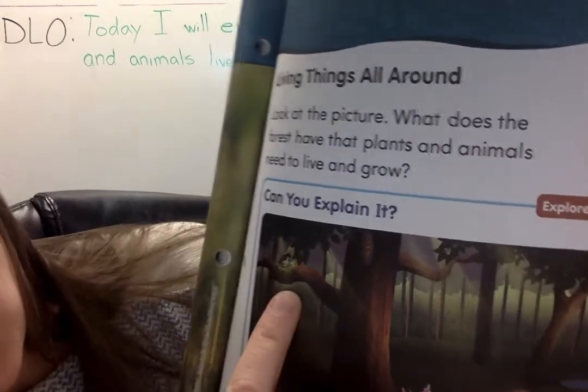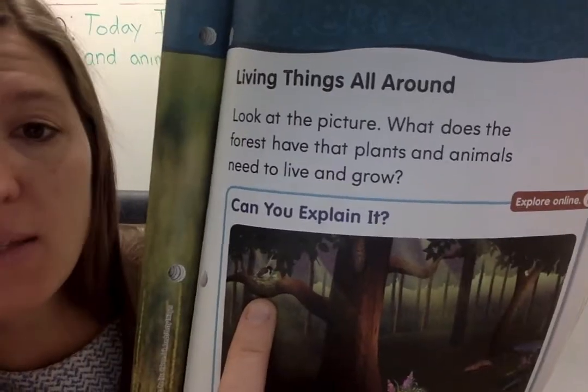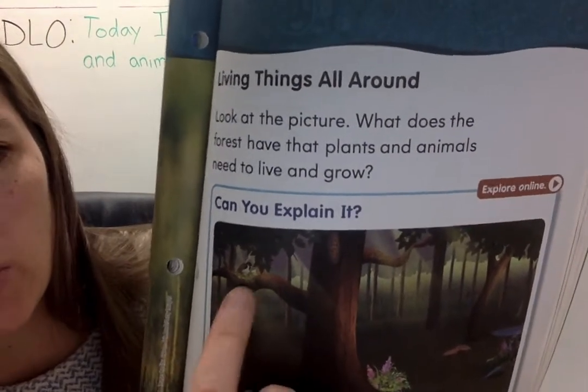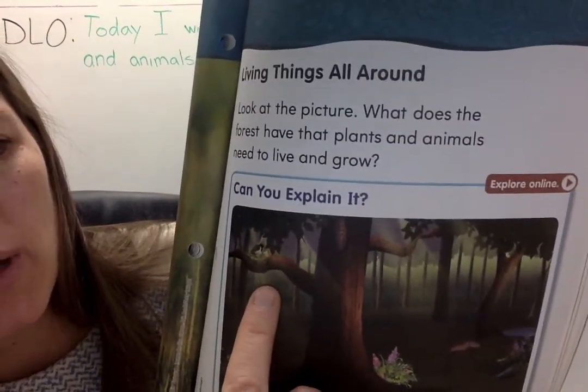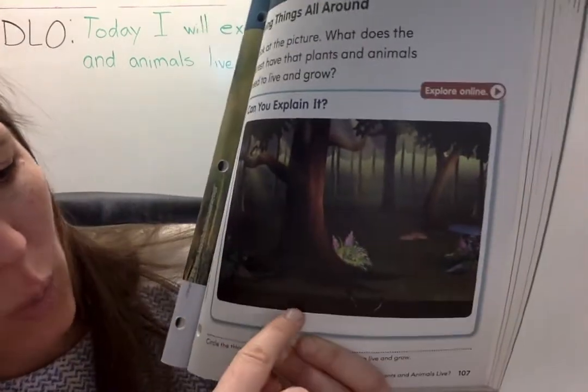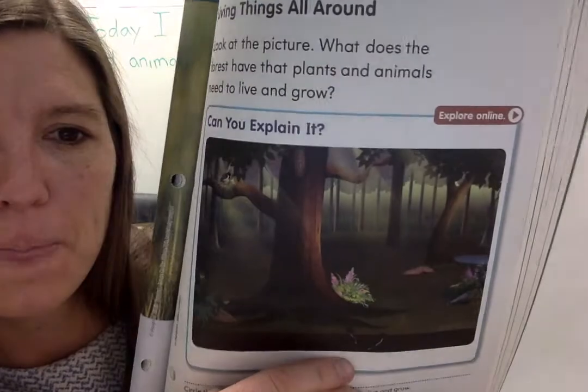What did she build for her babies? A nest. A nest is their shelter. A place to live. That's their shelter. They could get their water from the pond, and they could get the worms from the ground.